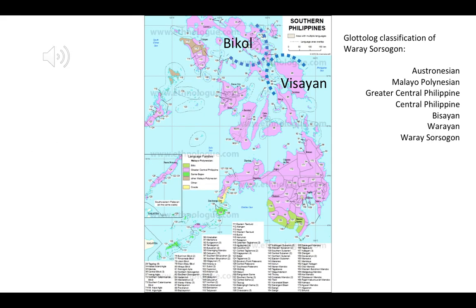Tagalog classifies Bisakol under Austronesian language. It is aptly called Waray Sorsogon for its close resemblance to Waray spoken in Northern Samar, which is located in another island group. This map shows the geographic borders of Bicol and Visayas. Bisakol is actually a combined word from Visayan and Bicol. These two languages are totally different from each other.